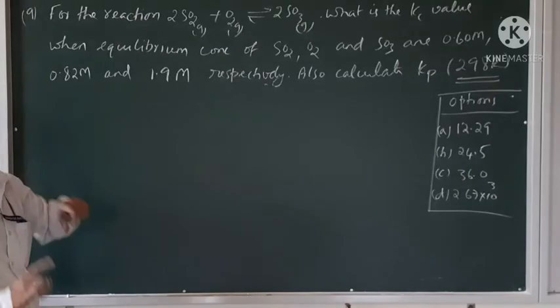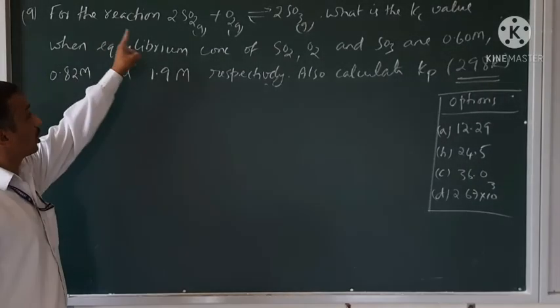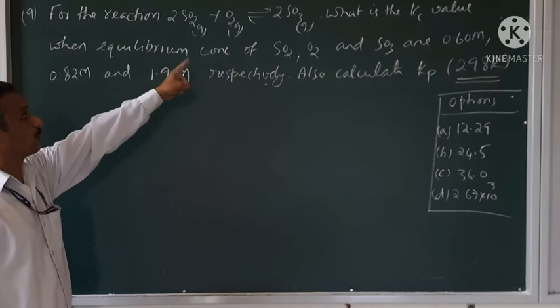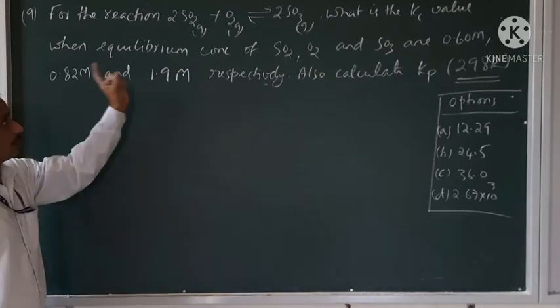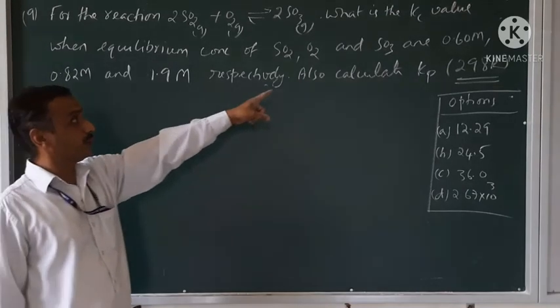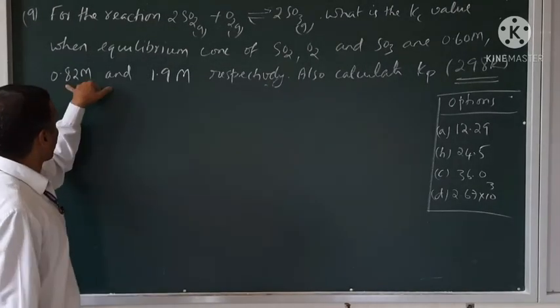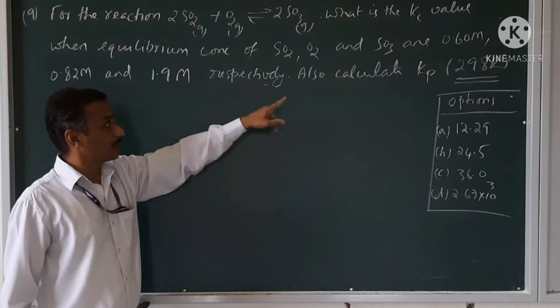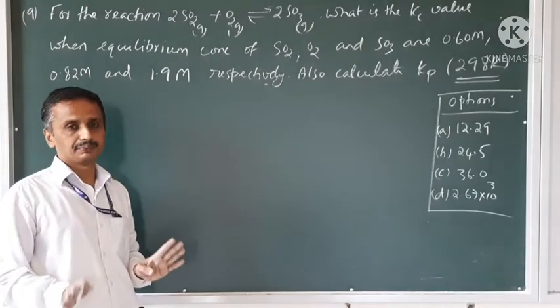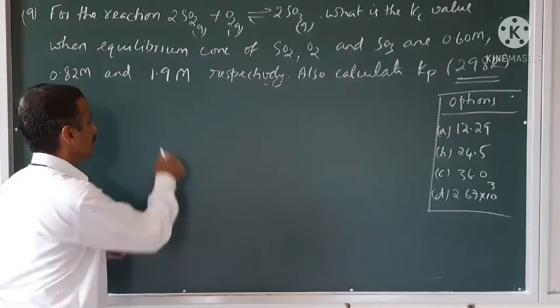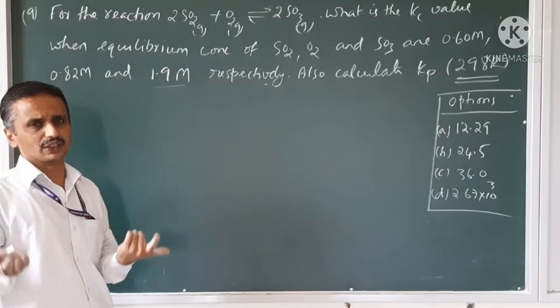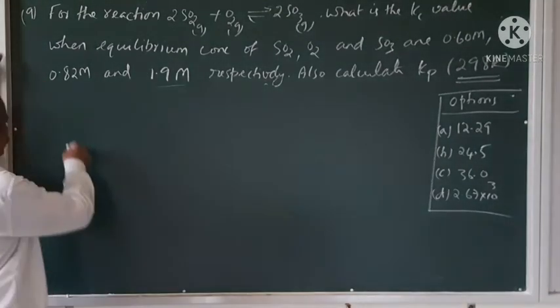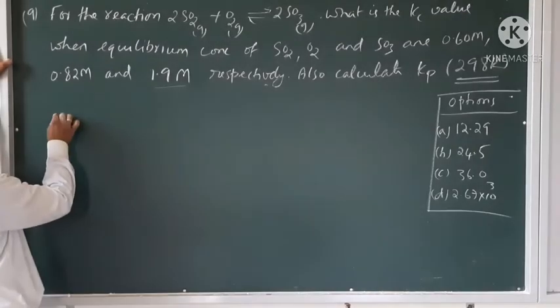Write this down. Now the next problem is here. For the reaction 2SO2 plus O2 giving 2SO3, what is the value of Kc when the equilibrium concentrations of SO2, O2 and SO3 are 0.60, 0.82, 1.9 respectively? Also calculate Kp. Just a slight modification, I made only this difference because I want you all to practice, that's why. So do it fast now.